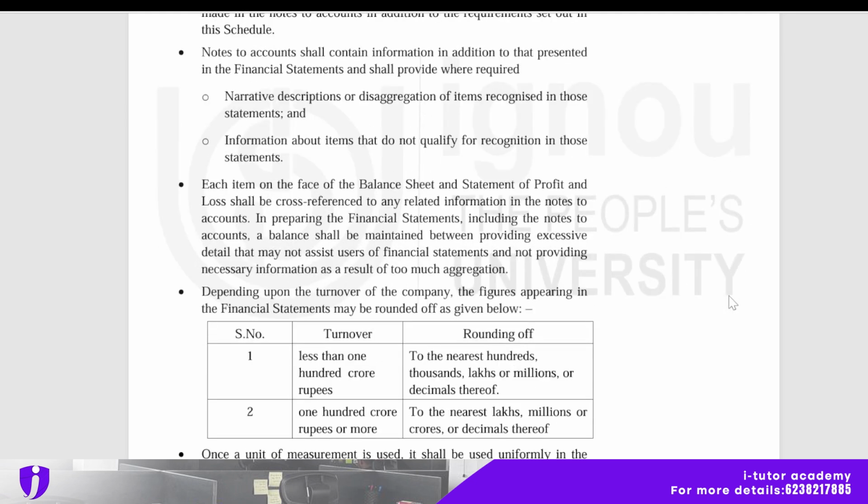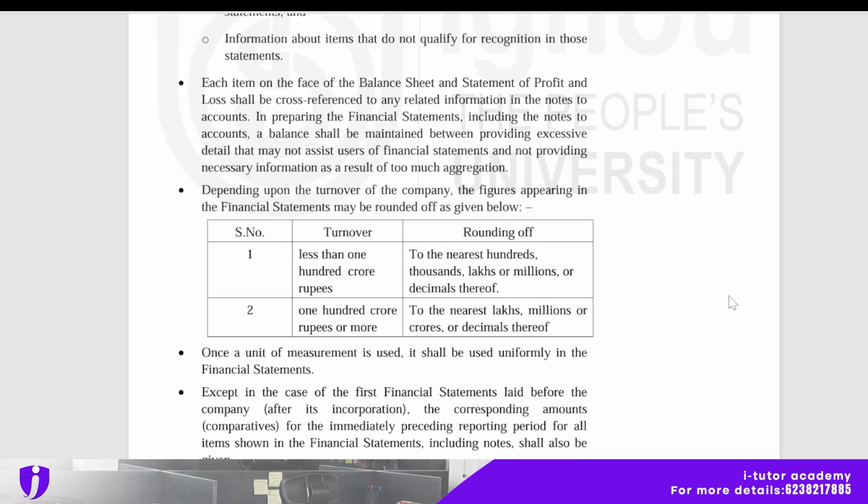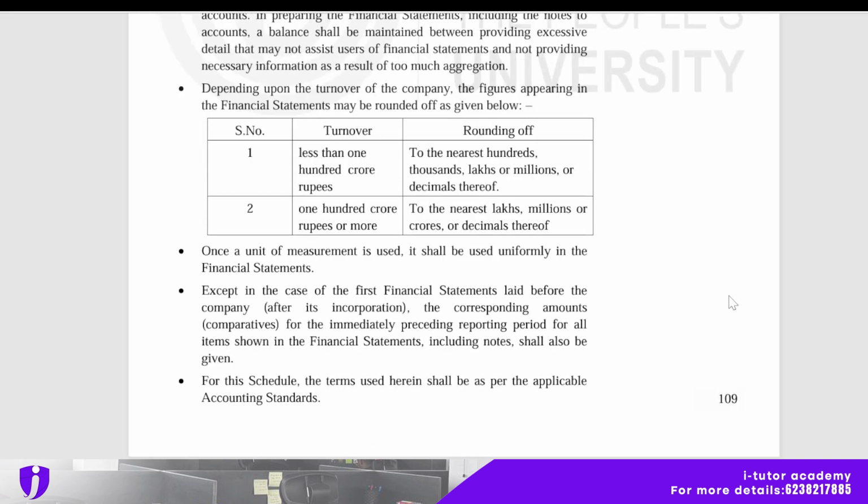Each item on the face of the balance sheet and statement of profit and loss shall be cross-referred to any related information in the notes to accounts. And depending upon the turnover of the company, the figures appearing in the financial statements may be rounded off as given below. So there is a turnover column and a rounding off column, and you just go through your material.